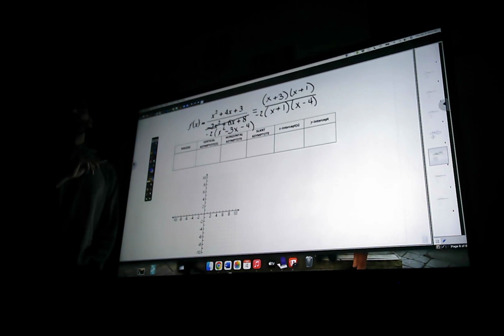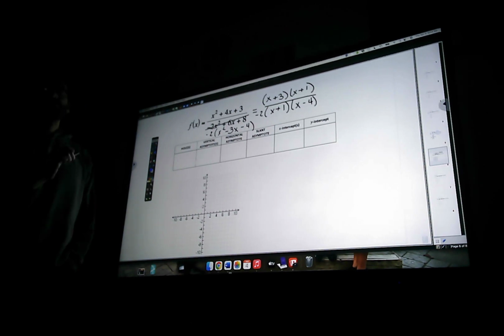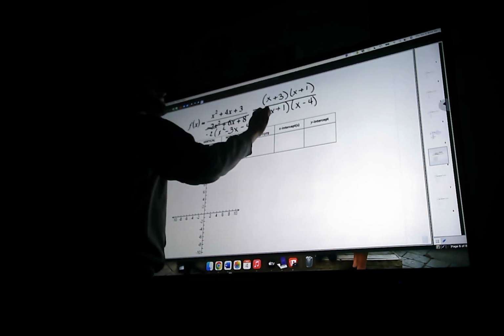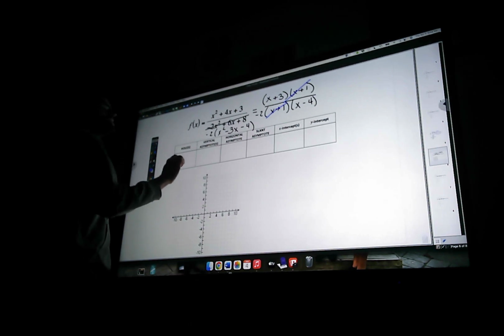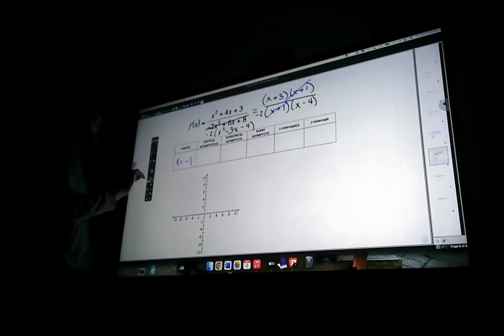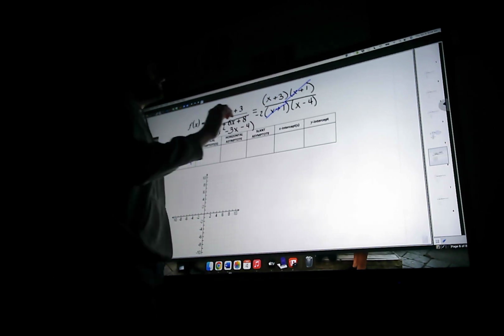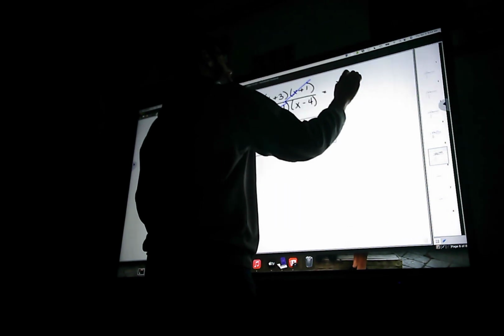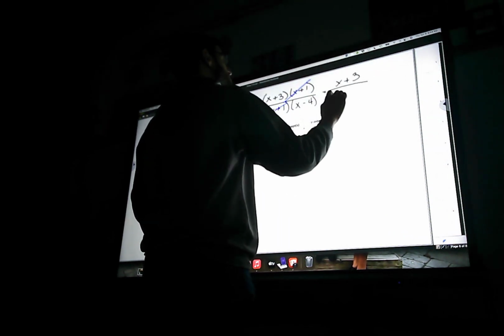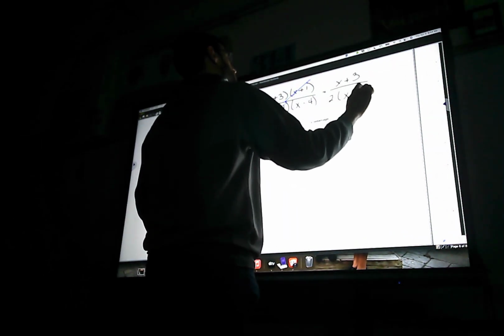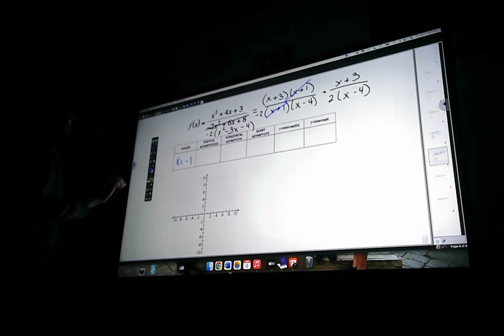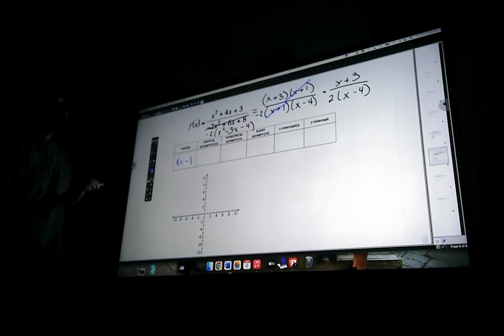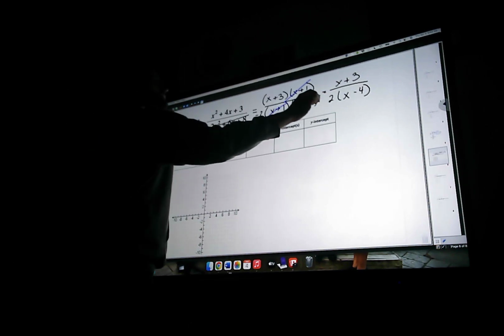Do I have any holes? Yes. Why? Because x plus 1 and x plus 1. Because the x plus 1 cancels out. So this is a hole at x equals -1. I am going to reduce that rational, and I am going to make that x plus 3 over 2 times x minus 4. Yep, I need a negative.